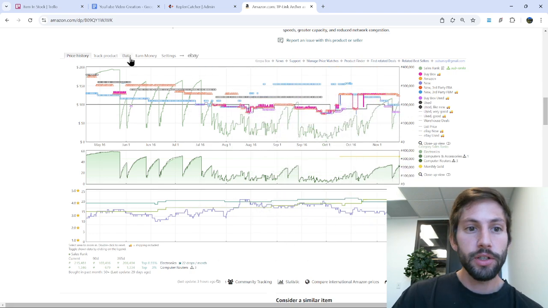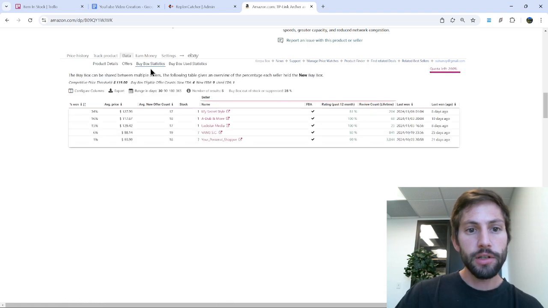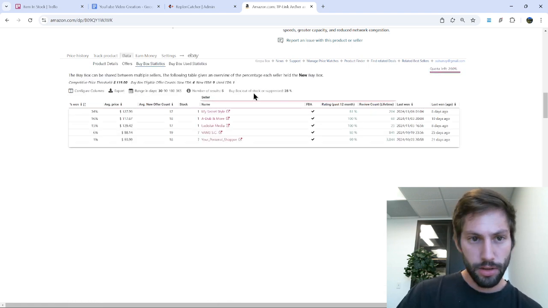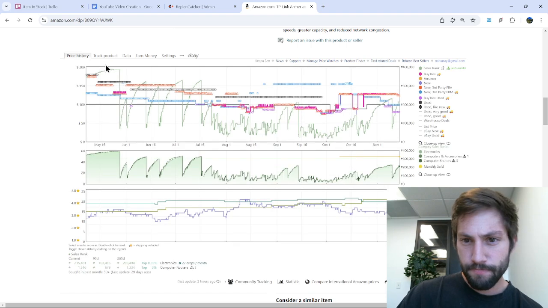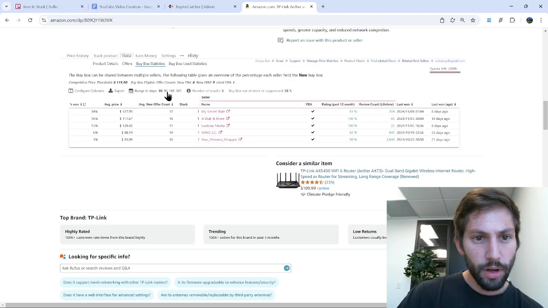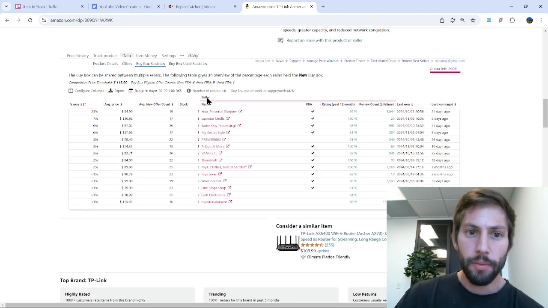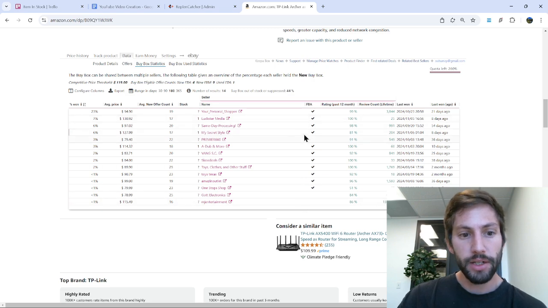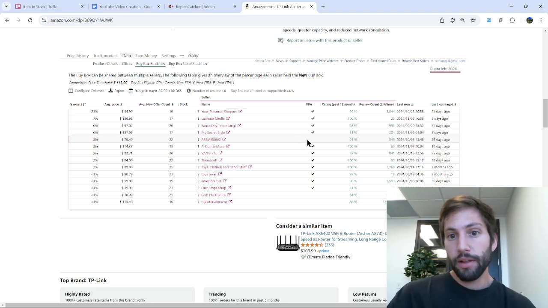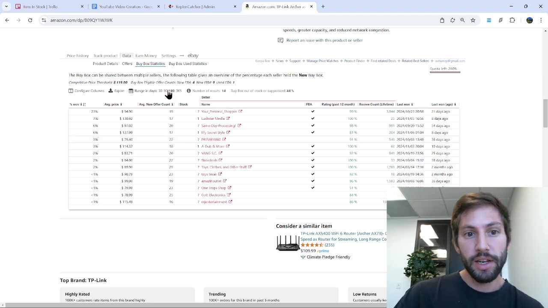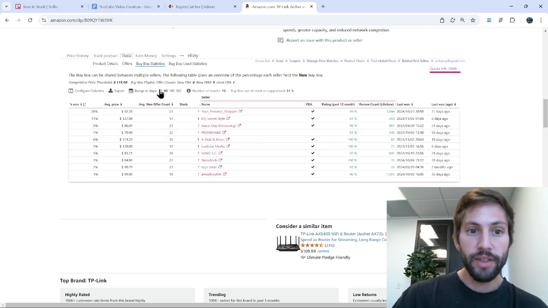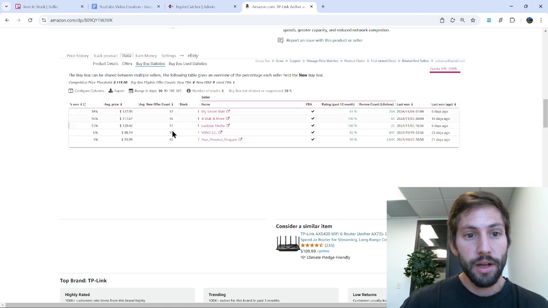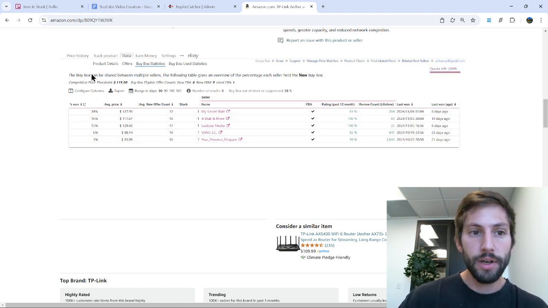One thing that I do like to do, if I'm ever curious, is you can go to buy box stats. You can see over the last 180 days, how much buy box is FBM actually getting, and it's actually getting very little. It's only getting 3% buy box in the last 180 days, 7% in the 90 days, and basically none in the last 30 days. So this is a bad sign for FBM.